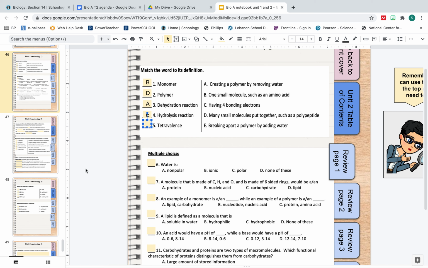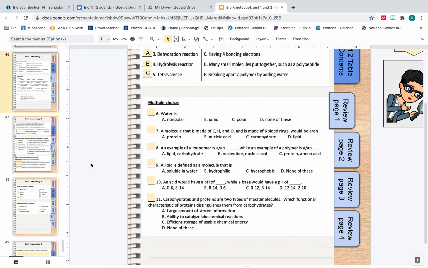And tetravalence, tetra means 4. It's having 4 bonding electrons. B, D, A, C, E. Scroll down. Water is polar.